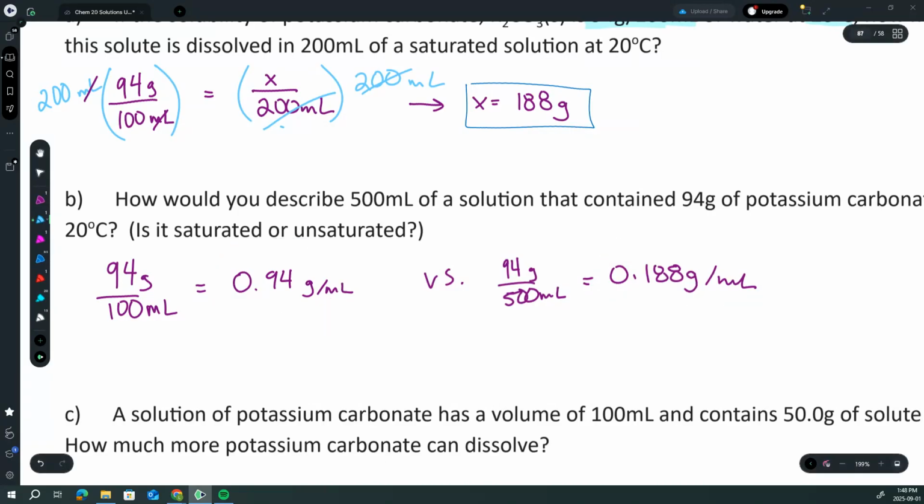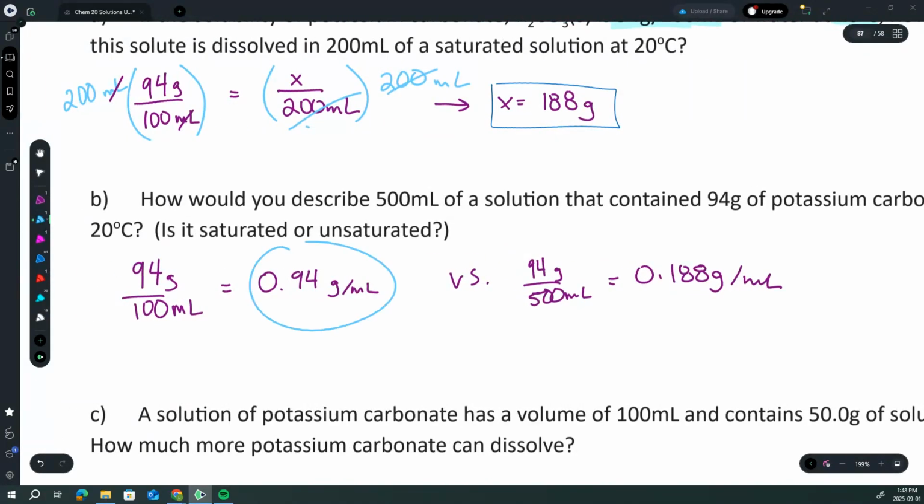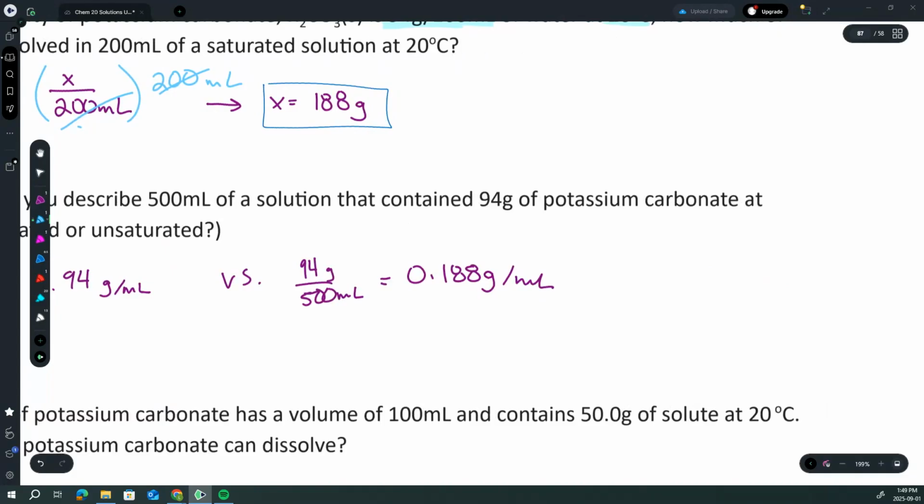Okay, so if we had 94 grams dissolved in 500 milliliters, that's going to be unsaturated. Okay, because it's less than the maximum amount of potassium carbonate that we can dissolve in water at 20 degrees. So this is an unsaturated solution. So that just means you have less than the maximum amount you can dissolve in your solvent at a particular temperature.